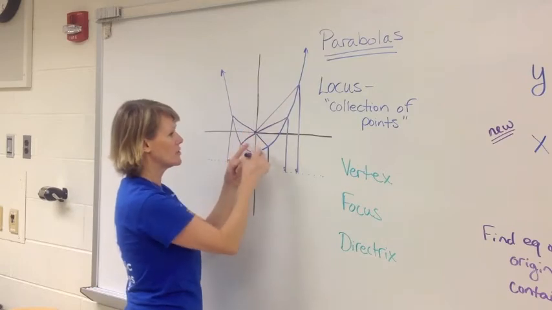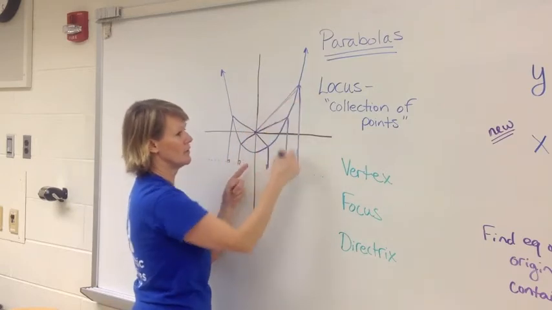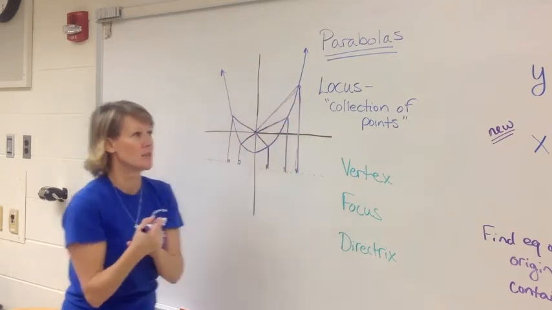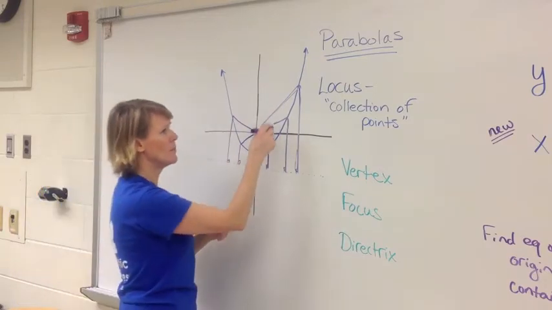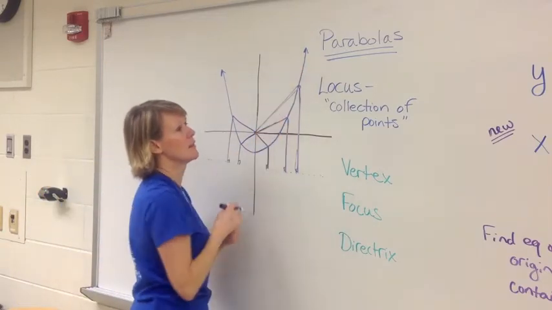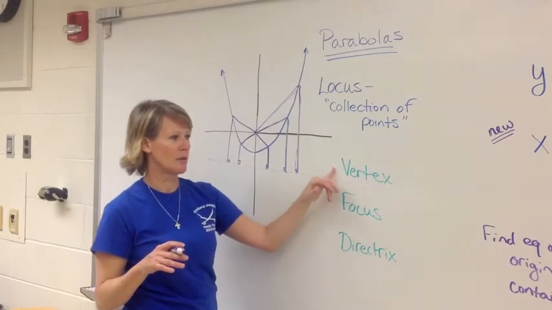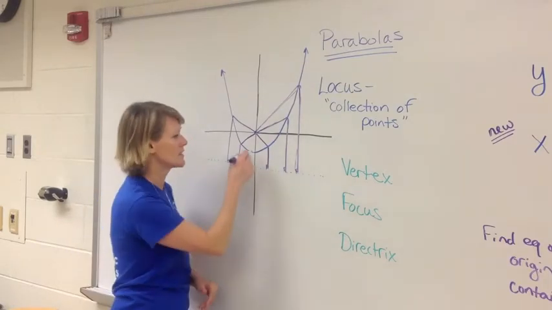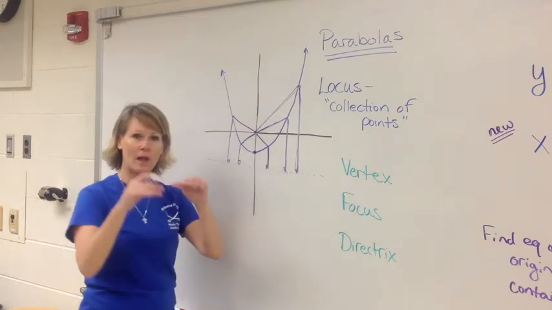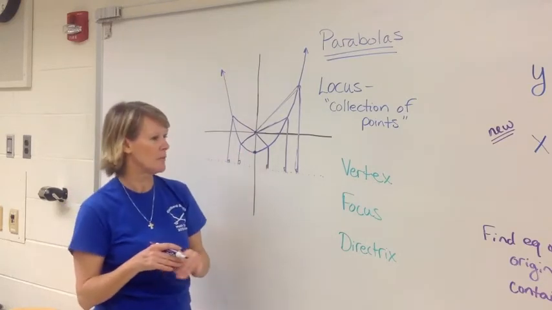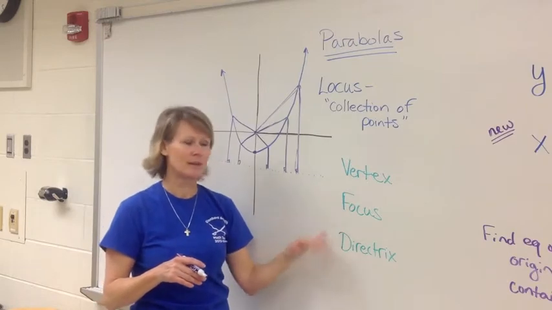As I draw all of those, as you can see, I've drawn several of these, all of those distances are the same, and they make a collection, or locus, of points, which then forms a parabola. So here is some new vocabulary. You've always known the vertex. The vertex is the center point, the highest or the lowest point on a parabola. The focus and the directrix are now new to you.